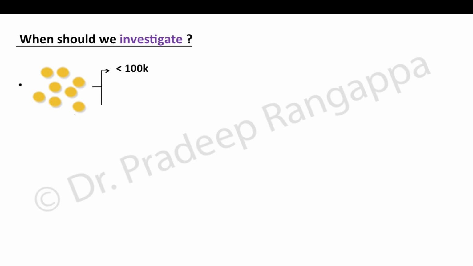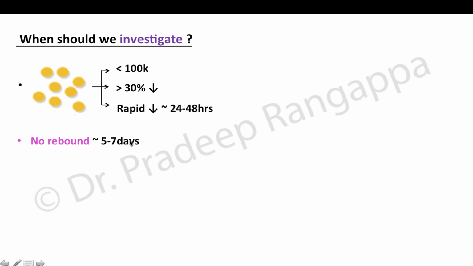So when should we investigate patients with thrombocytopenia? Anyone who has platelets less than 100,000, or more than a 30% drop in platelets, you should think of investigating this group, or a rapid drop in platelets in 24 to 48 hours. These are the conditions which mandate investigation of the thrombocytopenia, or where platelets drop but there is no recovery in 5 to 7 days.